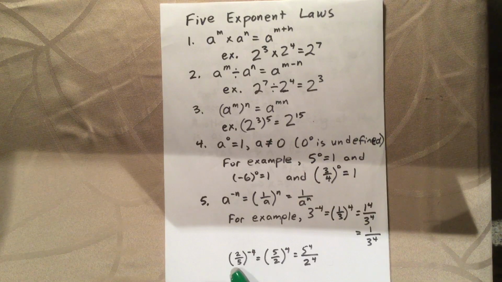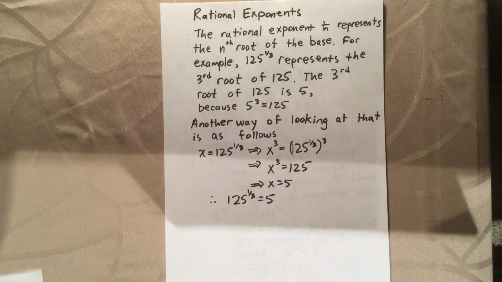And finally, if we had 2/5 to the exponent negative 4, we can determine the reciprocal of the base. So the reciprocal of 2/5 is 5/2, and we make the exponent positive. So instead of negative 4, it becomes positive 4. 5/2 to the exponent 4 would be 5 to the 4 over 2 to the 4, which would equal 625 over 16. Okay, now let's talk about rational exponents.